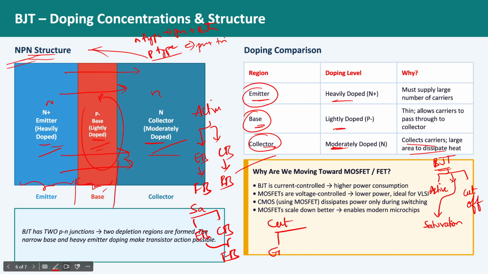So the cutoff region: the emitter base and the collector base are both in reverse bias, so it will act as a switch-off condition. In the saturation region it acts as an on switch. In this way the transistor acts as an on switch and off switch, and in the active region it acts as an amplifier. So it is going to amplify the signals.